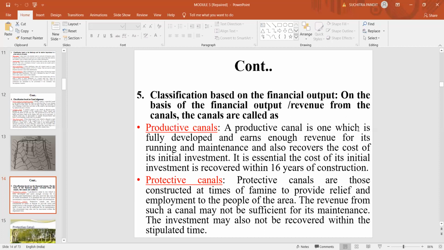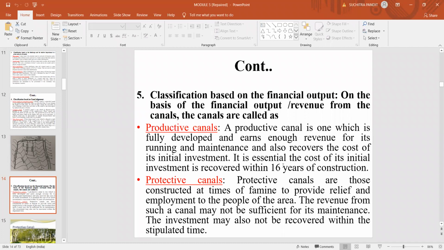productive canal. A productive canal is one which is fully developed and earns enough revenue for its running and maintenance, and also recovers the cost of its initial investment. So here, this canal is basically constructed to earn revenue. Whatever cost has been invested will be taken back by charging nominal charges from the persons who use that water for agriculture purposes.